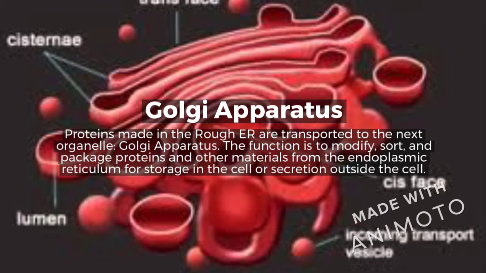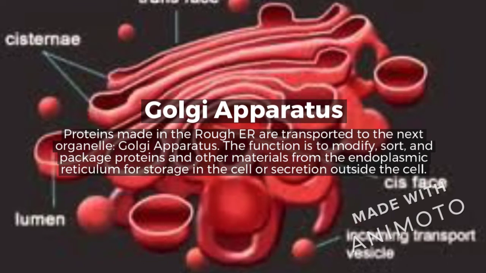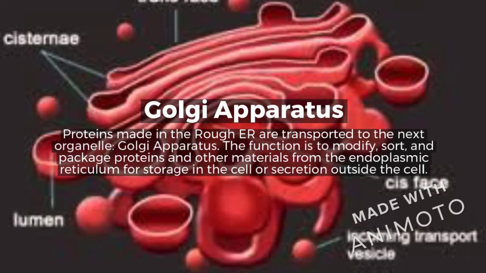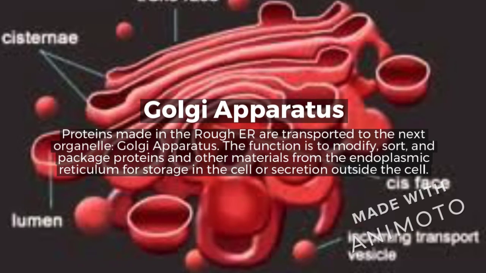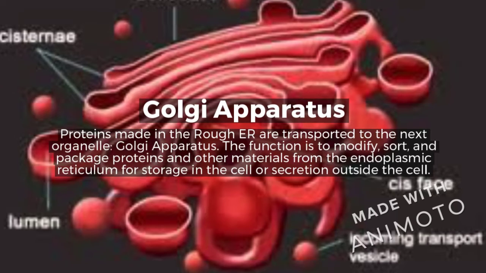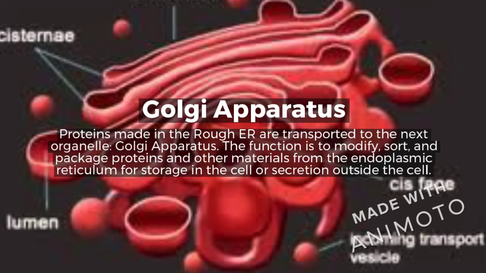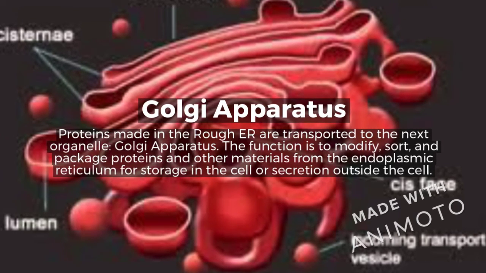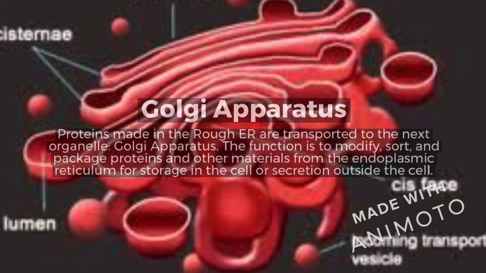Golgi apparatus. Proteins in the rough ER are transported to the next organelle, the Golgi apparatus. The function is to modify, sort, and package proteins and other materials from the endoplasmic reticulum for storage in the cell or secretion outside the cell.